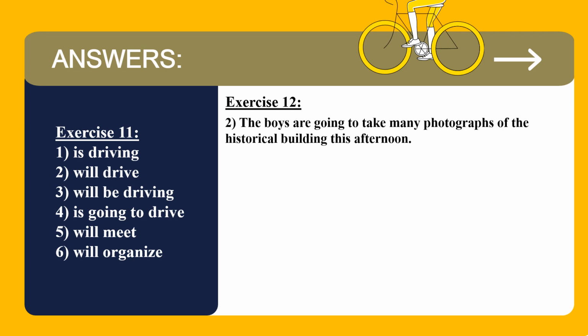Next, exercise 12, number 1, I've given you the answer. So now we talk about question number 2. The given word here is this afternoon. So make sure you write the words this afternoon in it. Then you change the verb. The verb given here is are taking many photographs. So I change it to are going to take. If you change it to will take or will be taking, that is also fine. It is good enough.